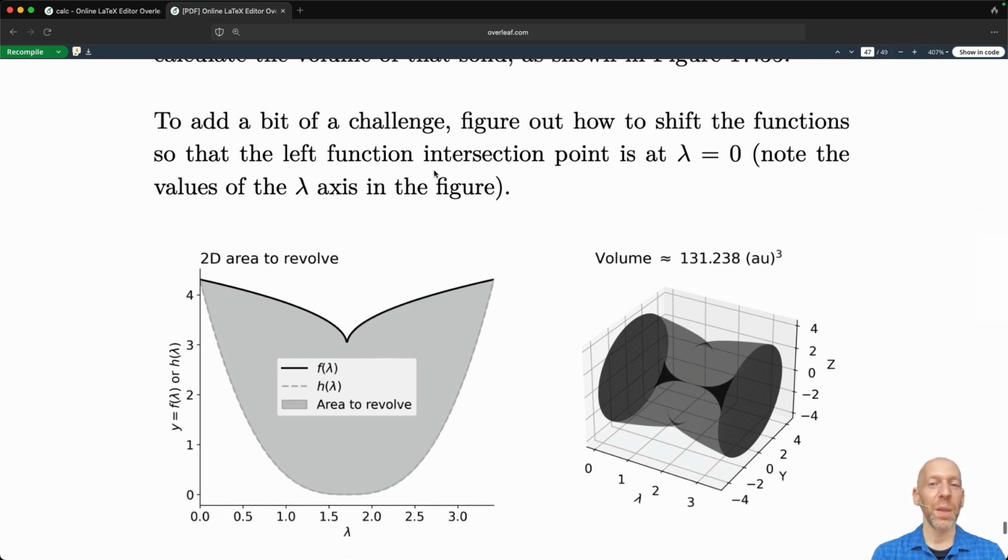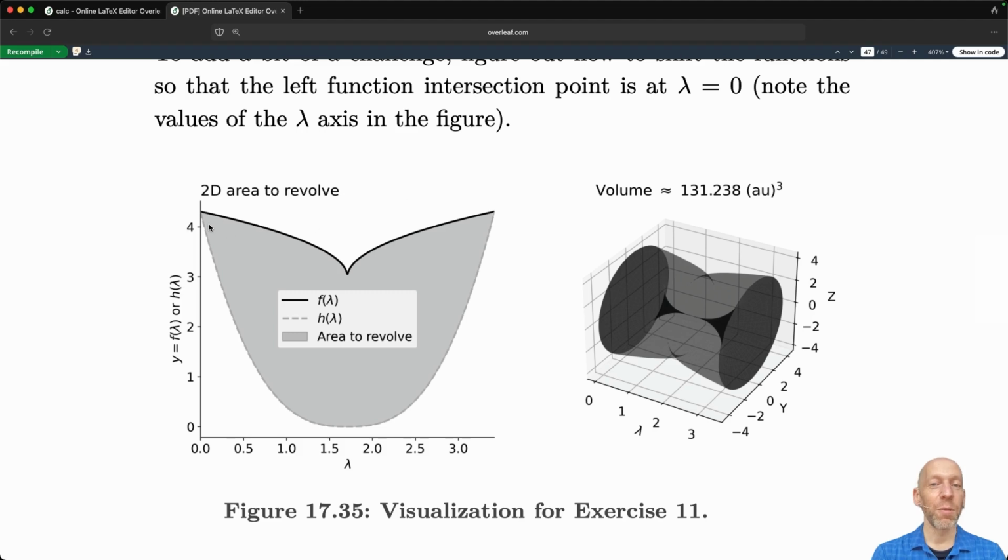Basically what you want to do is revolve the area between those 2 functions, f and h, around the x-axis to create a solid of revolution. Then you visualize that solid, it looks something like this, and calculate the volume of that solid. And you should get somewhere around 131 cubic units. So that is the main goal of this exercise.